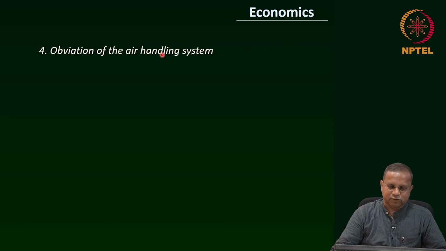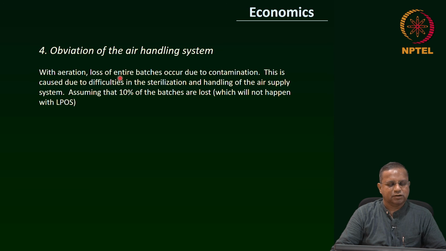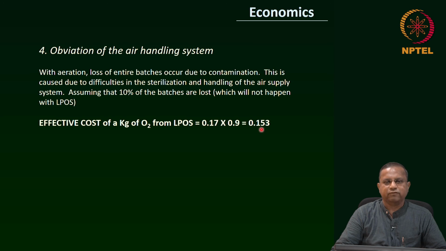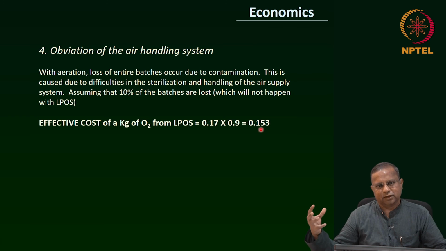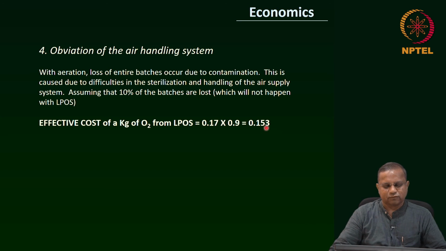And then you have obviation of the air handling system, which leads to loss of entire batches. When aeration is used, loss of entire batches occurs due to contamination. This is caused due to difficulties in the sterilization and handling of the air supply system. Assuming that 10% of the batches are lost, which will not happen with LPOs, the effective cost of a kilogram of oxygen from LPOs is 0.153 or 15.3 paise per kilogram of oxygen. At that time, the cost of oxygen from air, you need compressors, filters and so on, was about rupees 2 per kilogram of oxygen.